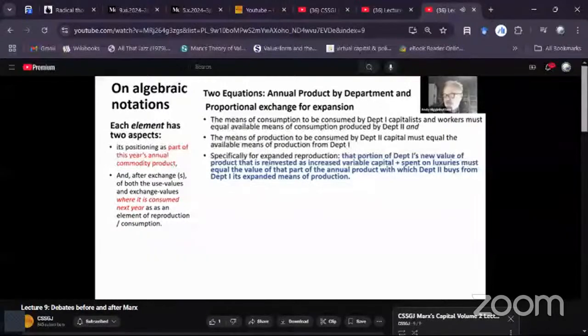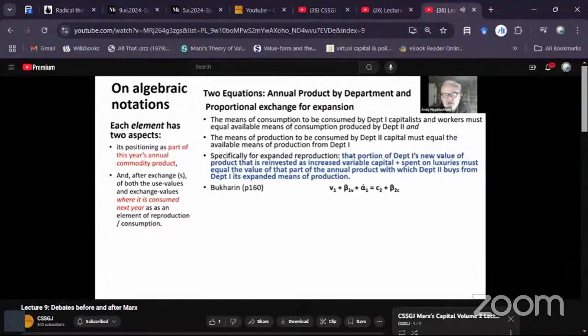It's obviously based on Marx. It's not original. It's just my understanding of what Marx is telling us, right? Which is that the portion of department 1's new value product is either reinvested as an increase in variable capital, or some is still spent on luxuries, and that must equal the expanded constant capital reproduced in department 2.